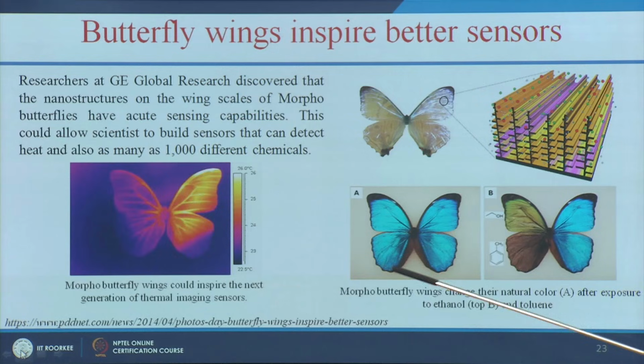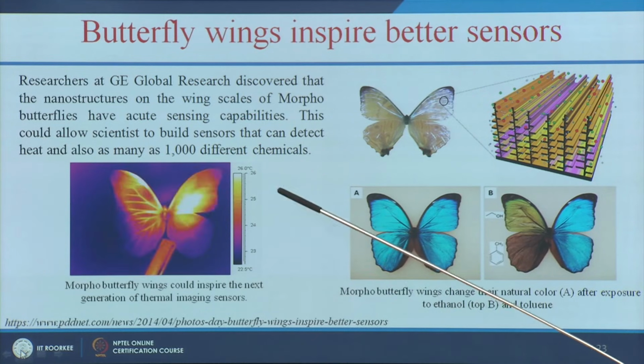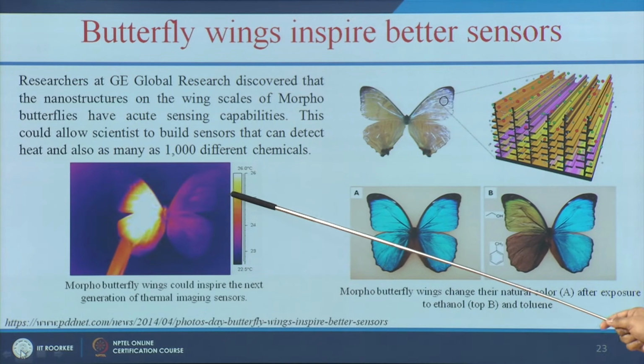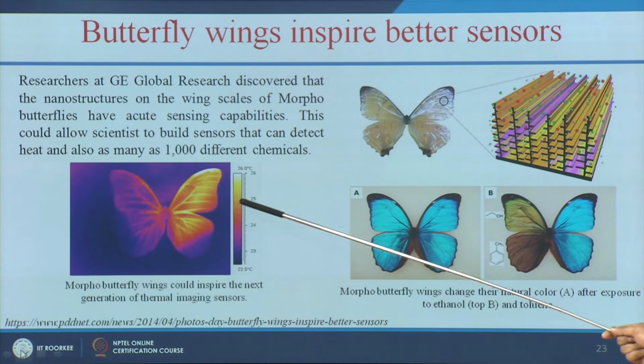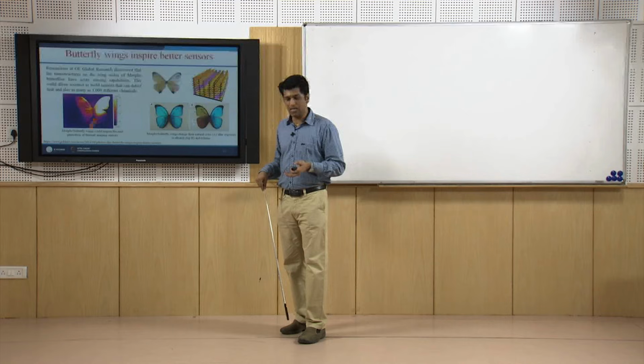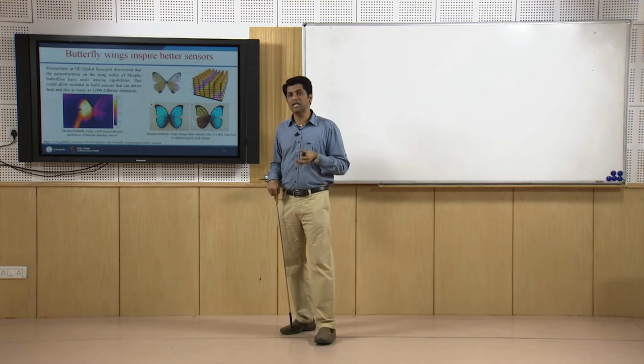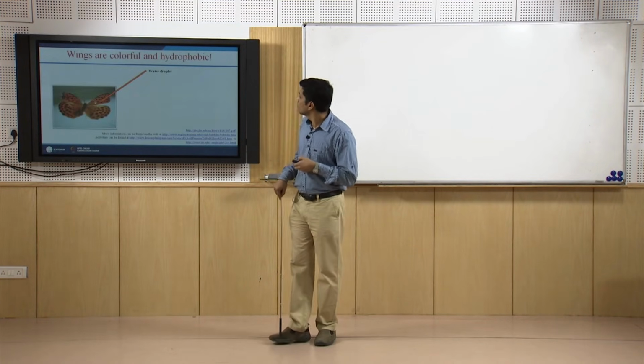So based on that, we can make a simple chemical sensor. And again here you can see, when you apply the heat, the butterfly wing's color gets changed. So based on the principle, we can make a similar kind of material, and that can be a very good heat sensor as well as chemical sensor.